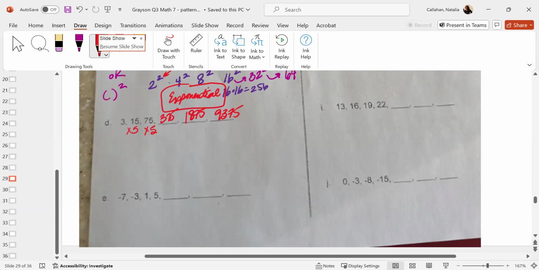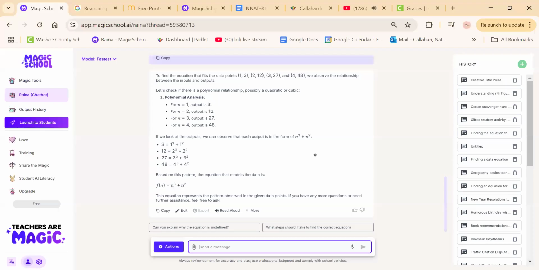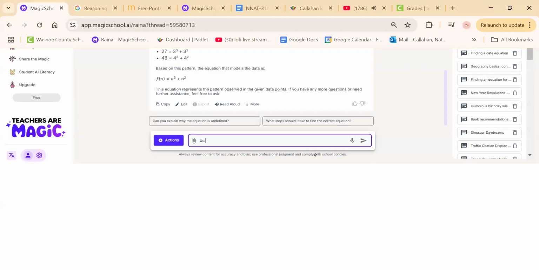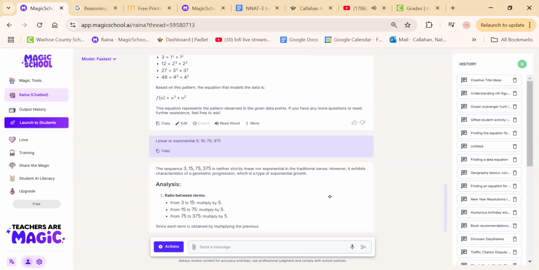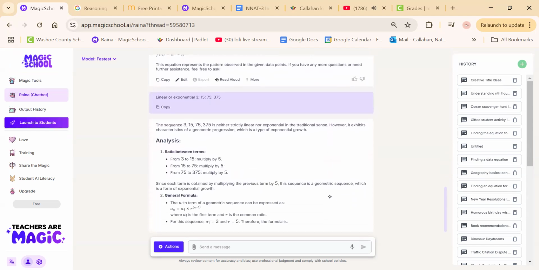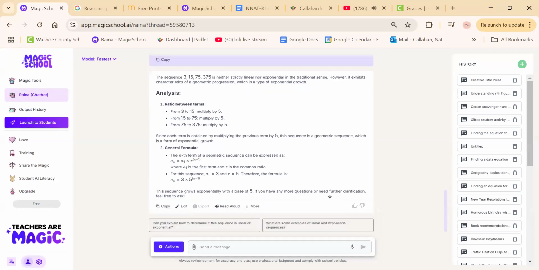Okay. Now, to see if they are linear or exponential, let's ask: what is the pattern that we have? We started with 3, and then 15, and then 75, and then 375? Okay. So that will be exponential. Okay, I believe so.